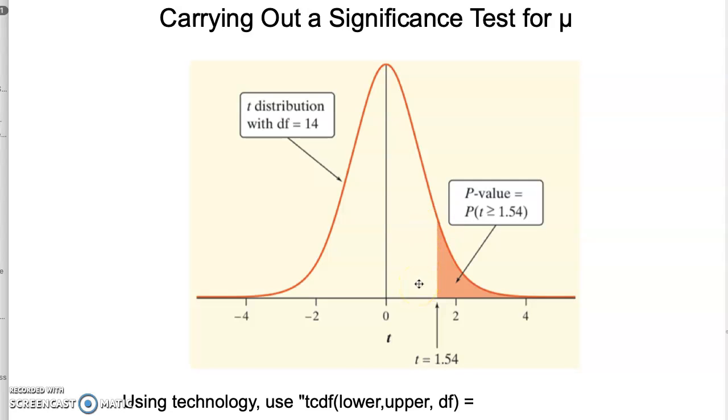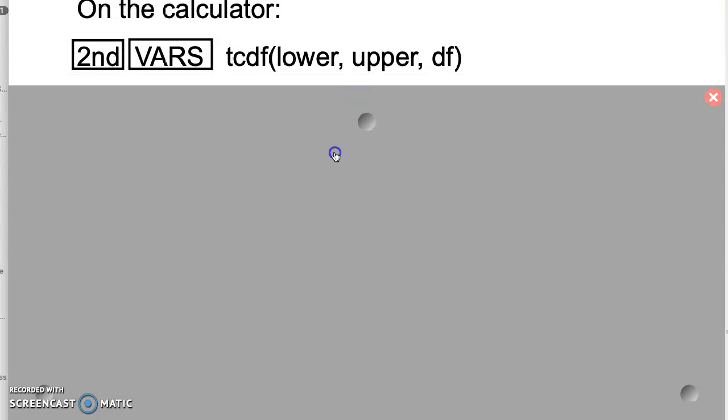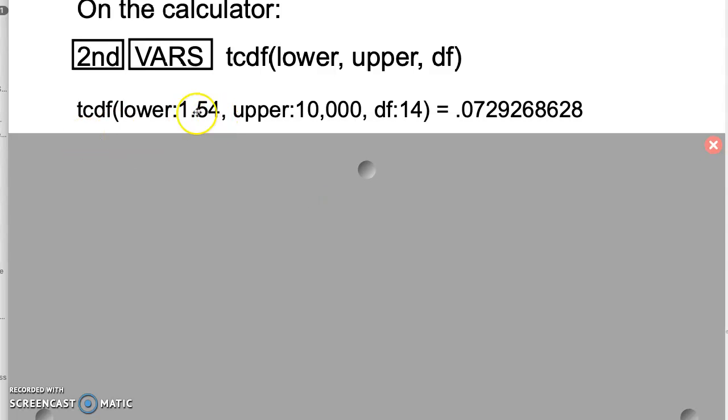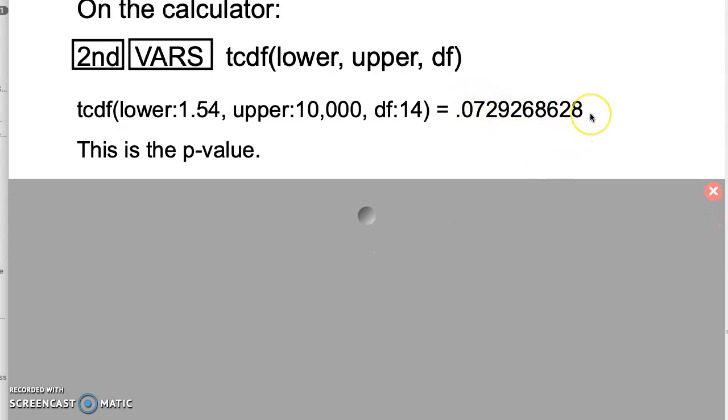Okay, t equals 1.54. I think maybe that's because I probably used a normal distribution to come up with this picture. All right, so here are our calculations. On the calculator, once you have your t value, you do 2nd, vars, tcdf, lower 1.54, upper 10,000 or just some really big number, degrees of freedom 14, and that gives us a p-value of 0.0729.